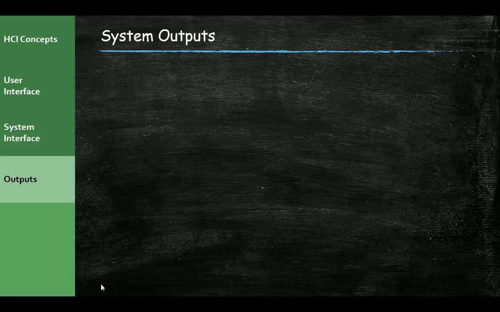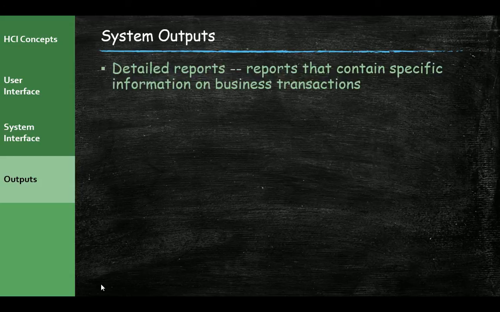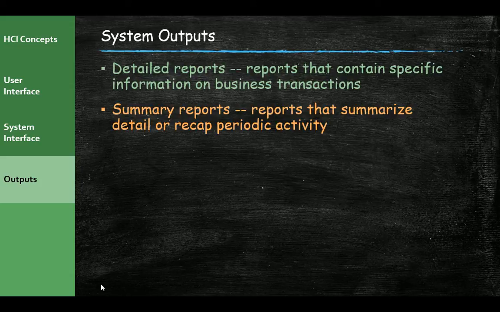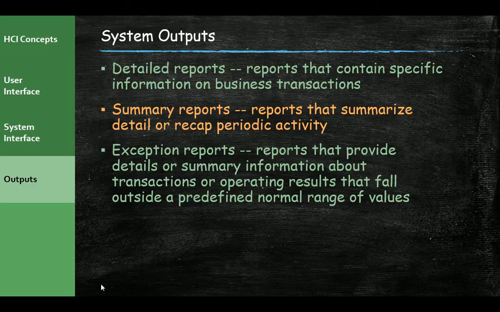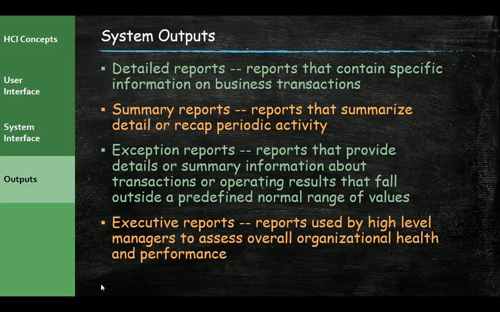So let's also talk about outputs. So we've got system outputs. These could be reports. Reports that can contain specific information on business transactions. You can have summary reports, which are reports that summarize detail or recap periodic activity. Exception reports, which are reports that provide details or summary information about transactions or operating results that fall outside a predefined normal range of values, usually good for auditing. And executive reports, which are good for making decisions, right? So it's the decision support systems and things like that. Reports are used by high-level managers to assess overall organizational health and performance.